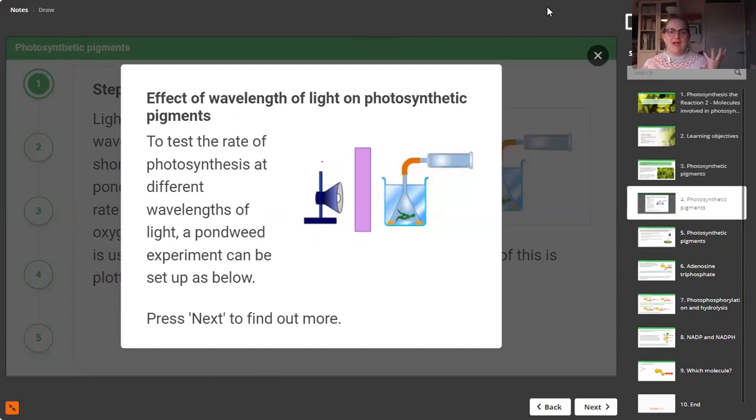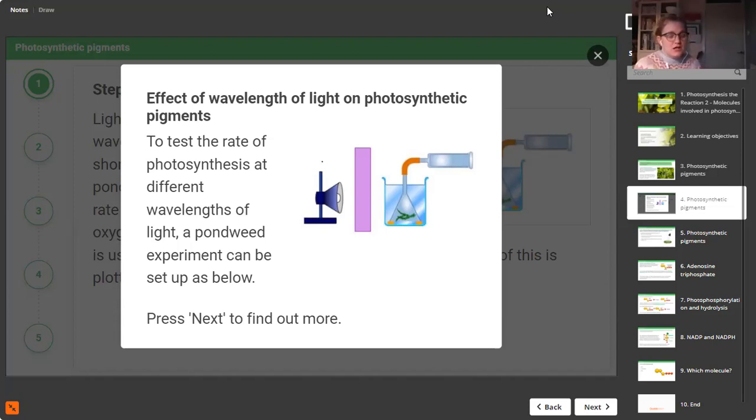So you would have a plant that does photosynthesis. Usually we use pondweed because it's an aquatic plant. We can measure its rate of photosynthesis quite easily because as the oxygen is given out, it produces bubbles, and you can either count the bubbles or you can collect that gas in a gas syringe. And we would move the light further and further away and see what effect the movement of the light would have on the rate of photosynthesis.